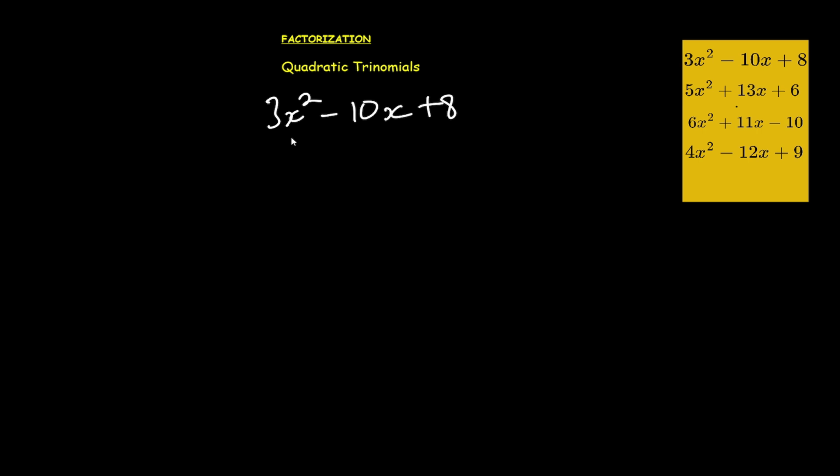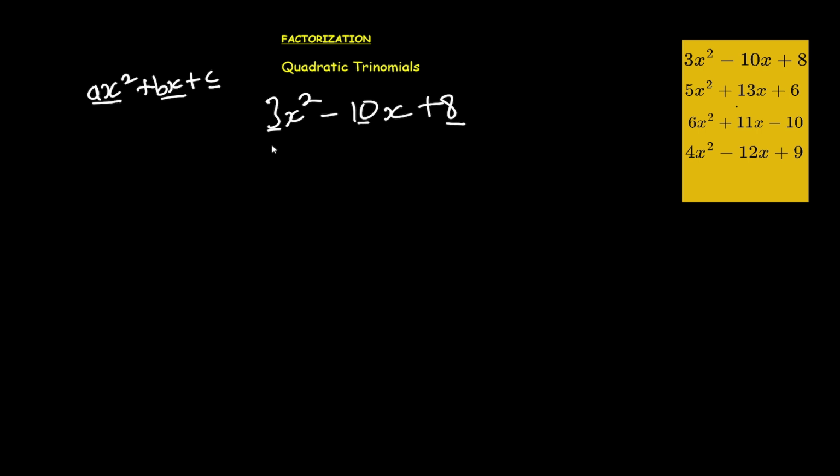As I said, a quadratic trinomial is any expression in the form of ax squared plus bx plus c, and trinomial means 3 terms. So here we have 3x squared minus 10x plus 8. The 3 and -10 are called coefficients. The coefficient of x squared is 3, the coefficient of x is -10, and c here is a constant.